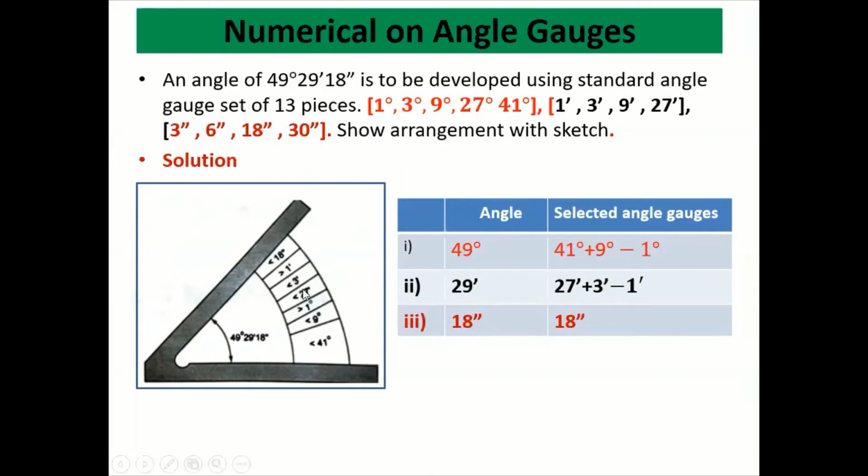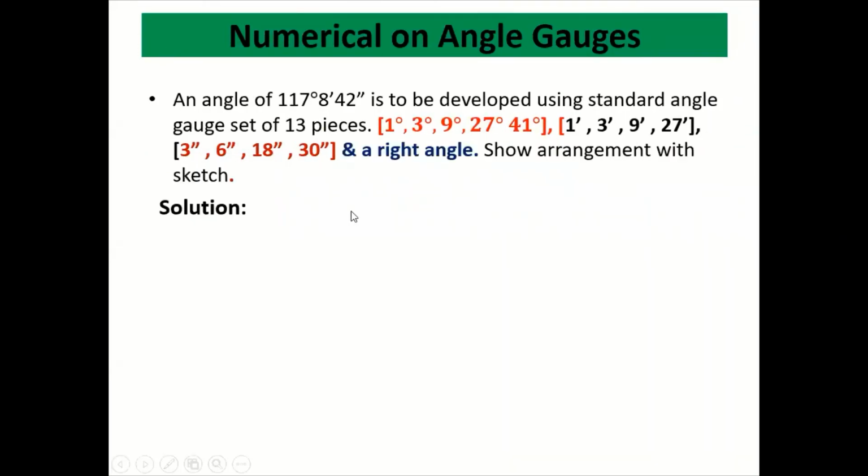So 1 is opposite to this one, meaning I am subtracting it. Then 27, 3, again minus 1 right now. So minus 1 means again the direction will be opposite to the previous one. Okay, so it means that I'm subtracting it. So in this way we can build an angle by using the different angle gauges.